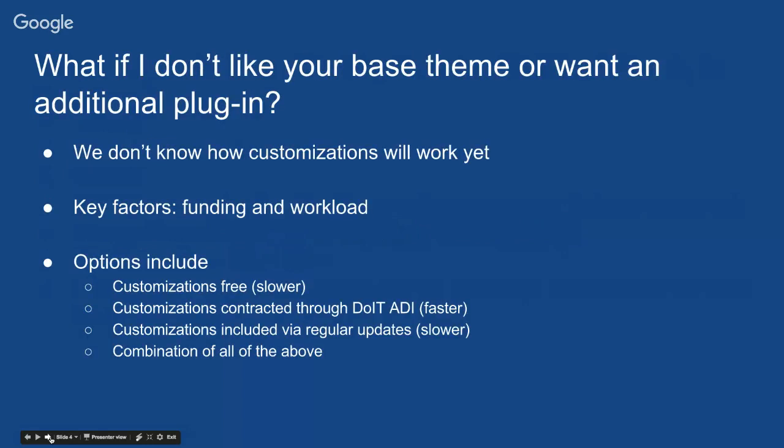So then, of course, the question, what if you don't like the base theme or want an additional plugin that we have not selected? The first thing I'll say is we have no idea what plugins we're using yet. This is all completely up in the air. But eventually we will settle on some set of plugins and some set of themes, whether it's 1, 2, or 3 themes to select. So the short of it is we actually don't know how this is going to work yet.